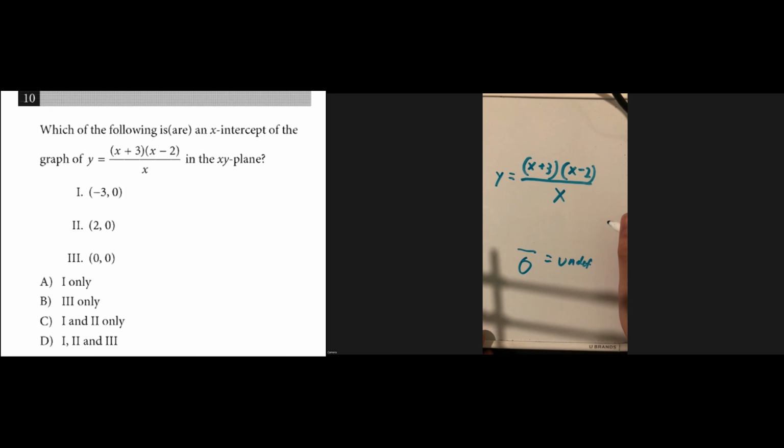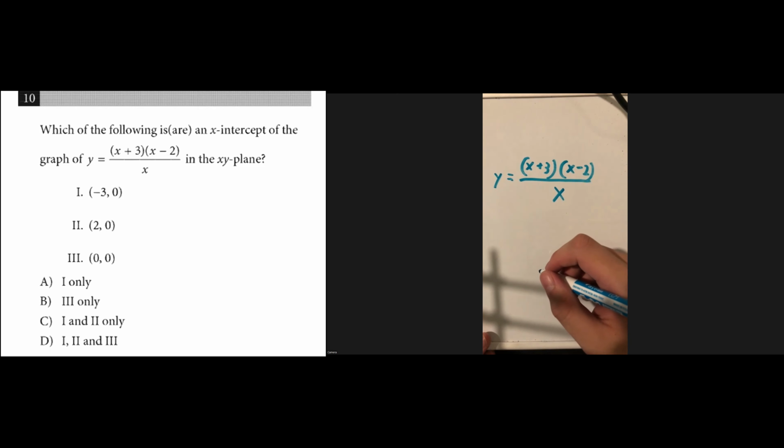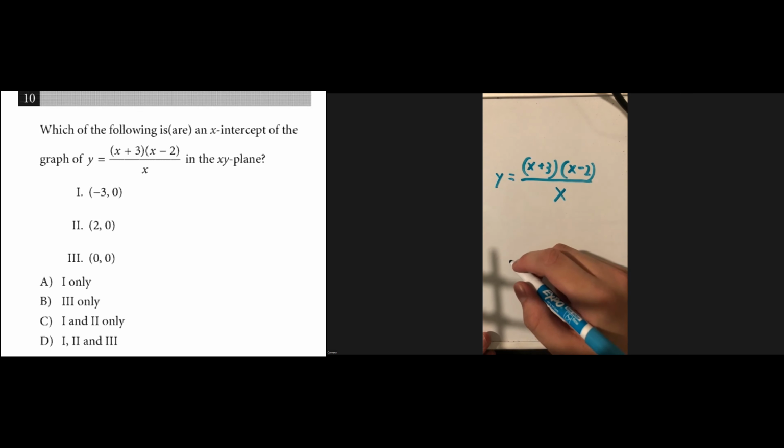In a graph, this would be either no point would exist or it would be a straight up and down line. But don't worry about the straight up and down line. That one's for much later on. You won't have to worry about it on the SAT. But when you divide by 0, the line does not exist. So it can't be 3.